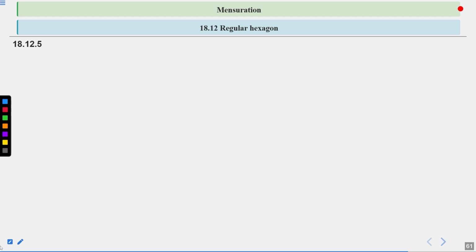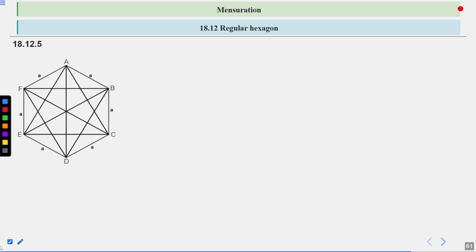In regular hexagon, 18.12.5 formula. So this is the diagram of a regular hexagon, and these are the diagonals. So the total diagonals drawn in a regular hexagon are 9. We can calculate this by using the formula.